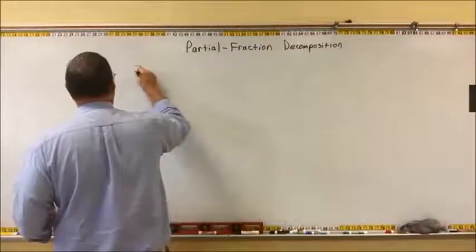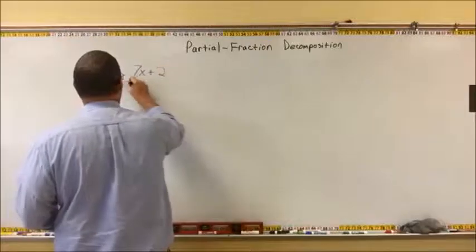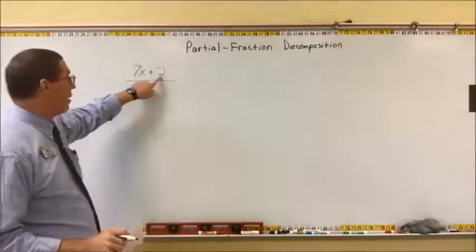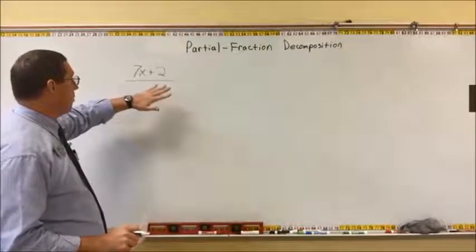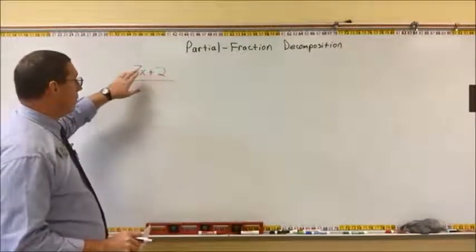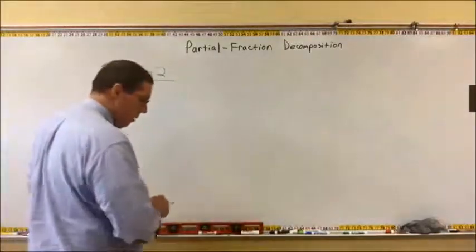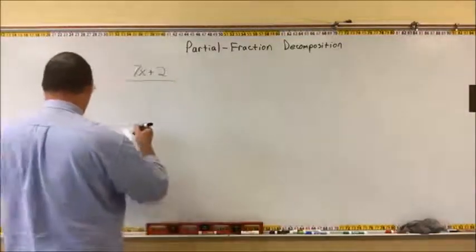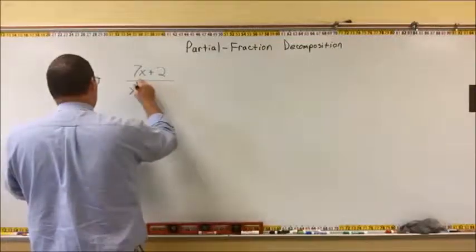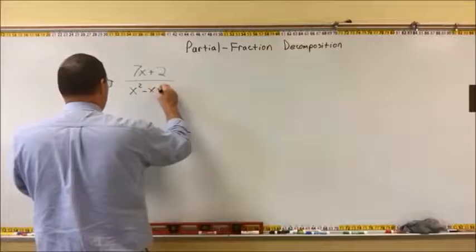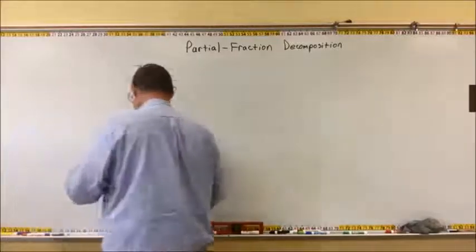Let's say we have 7x plus 2. Now we have an x and a constant. I don't know if you've noticed that yet. Okay, that first couple we had only constants. The one we just did, we only had an x. Now we have a constant and an x. Okay, so that's going to make things interesting. Over x squared minus x minus 30. Okay?